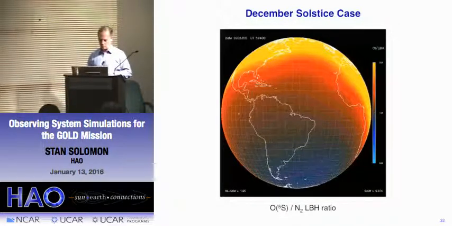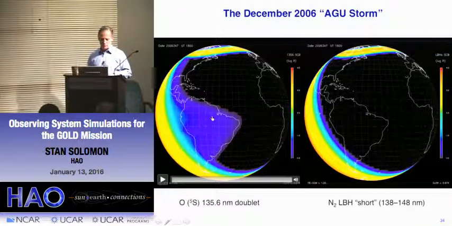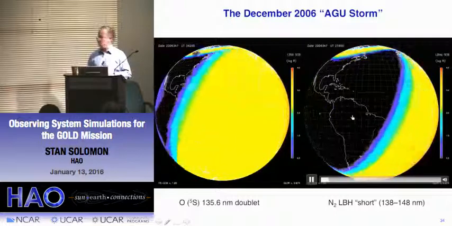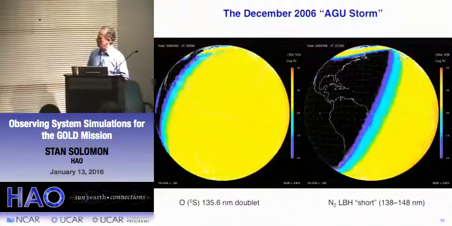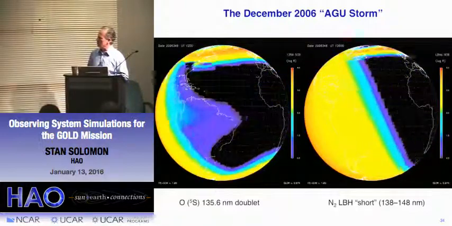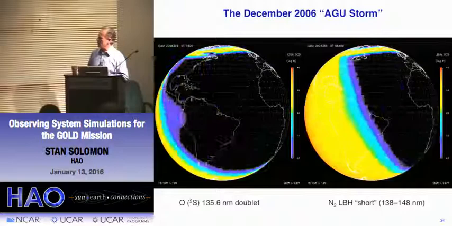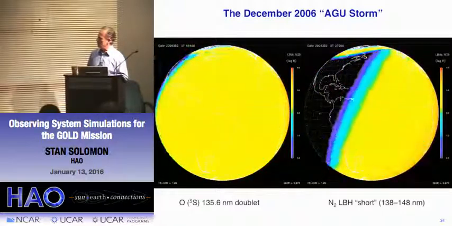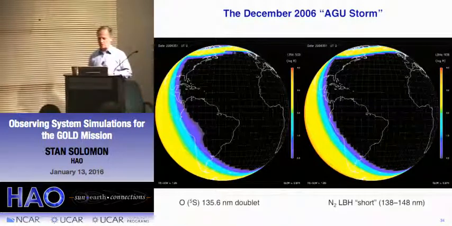Let's try a storm. Here's the famous 2006 AGU storm. I'm going to try to run these both at once. You see them changing together. And you'll see the aurora get big during the storm, and then that day, you get this big wave of composition change. It's hard to see unless you look at the ratio. Let's do that.